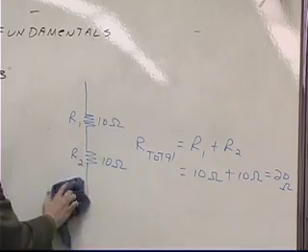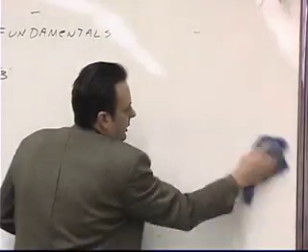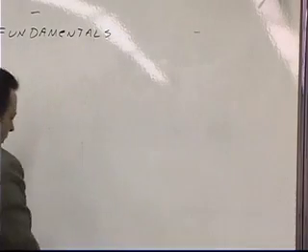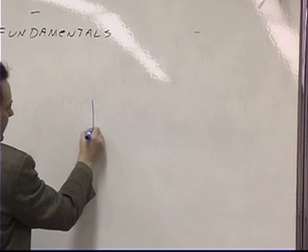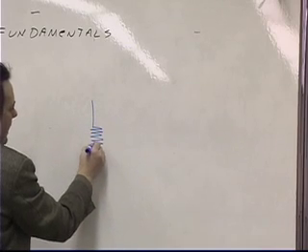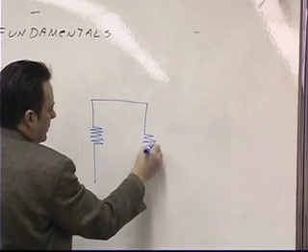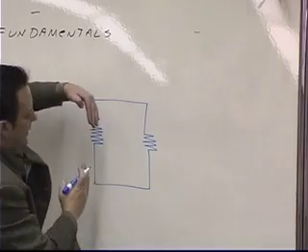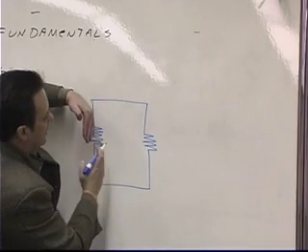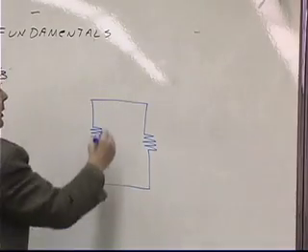What if we reconfigure that circuit so that the resistors are connected in a back-to-back or parallel configuration? In other words, instead of being connected end to end, they're now connected back to back. This is called parallel.